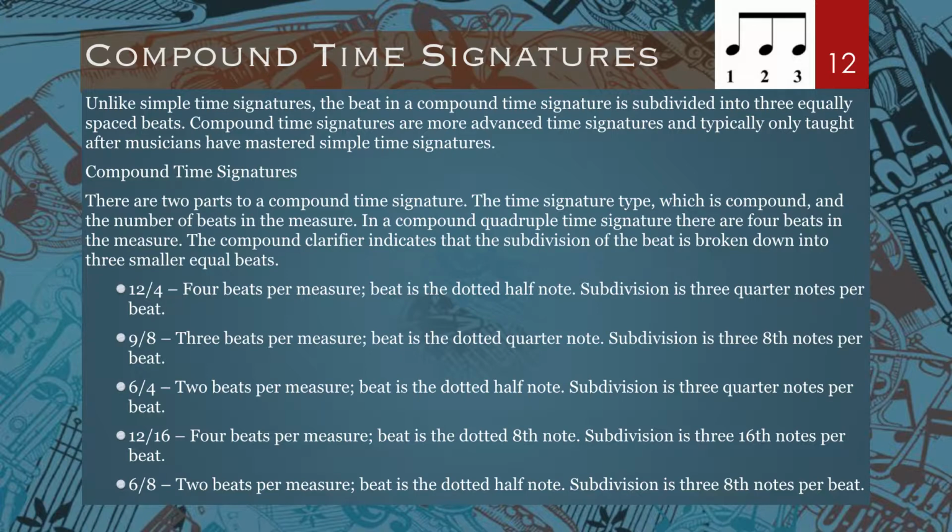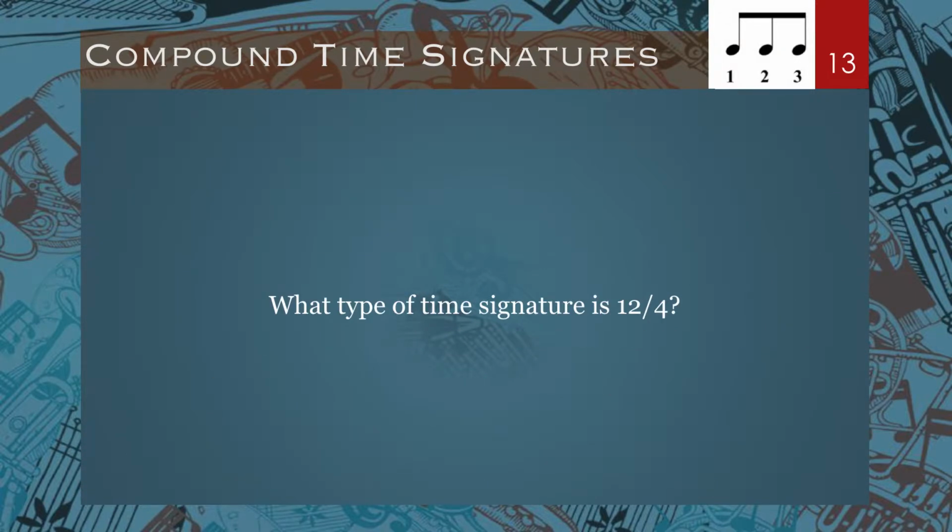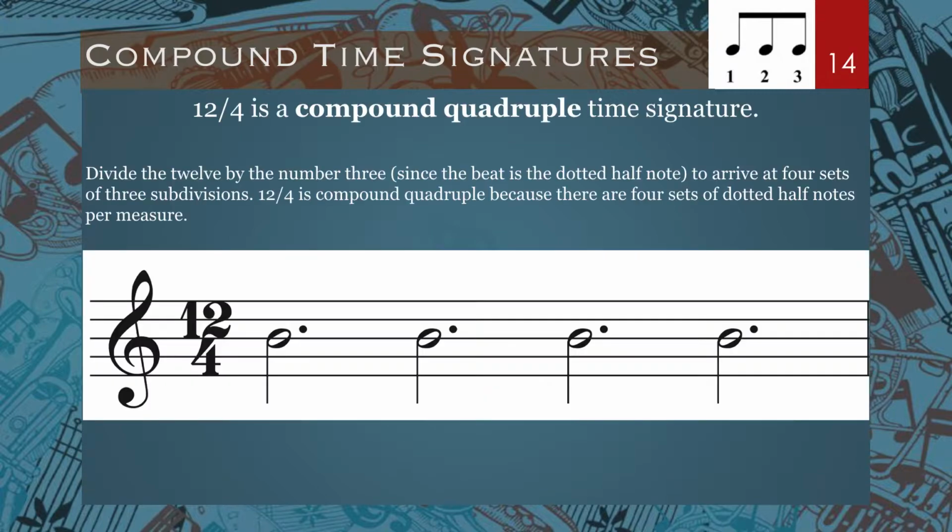So let's test you a little bit on this. What type of time signature is 12/4? I'm going to give you a moment to think about it. We know it's a compound time signature, but we also have to figure out how many beats are in the measure. So for compound time signatures, you have to divide the top number by 3. If you divide 12 by 3, you get 4. So that makes it a compound quadruple time signature.